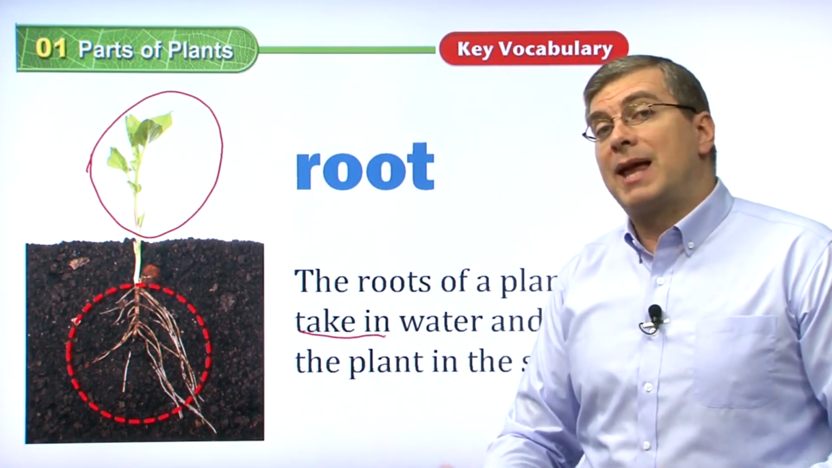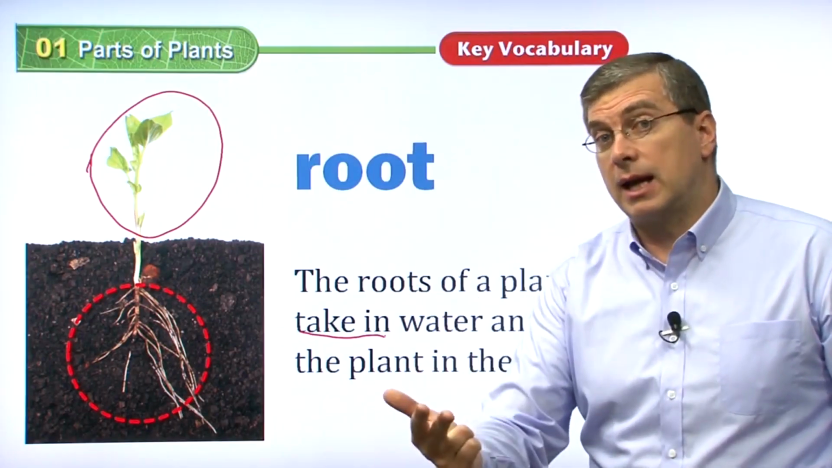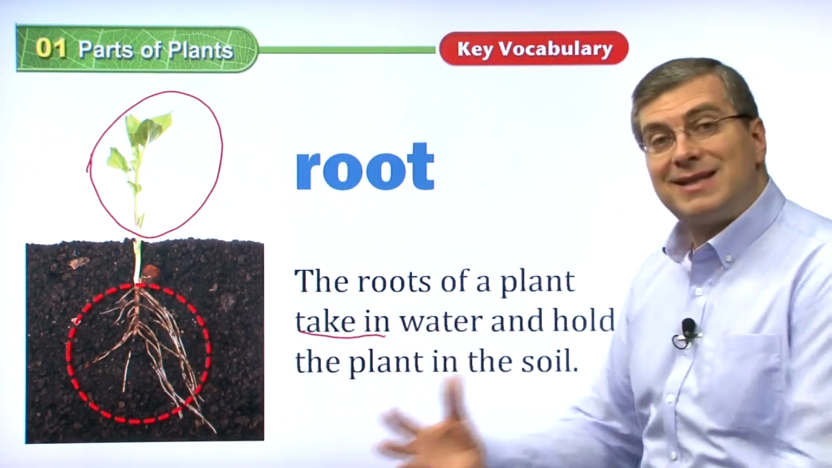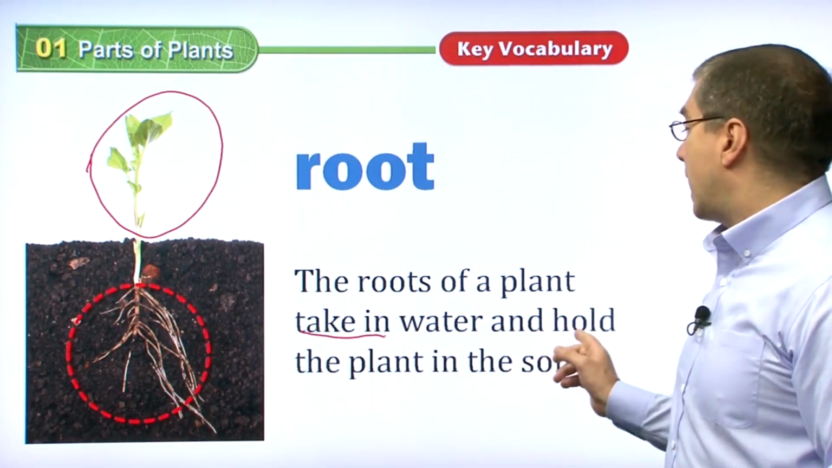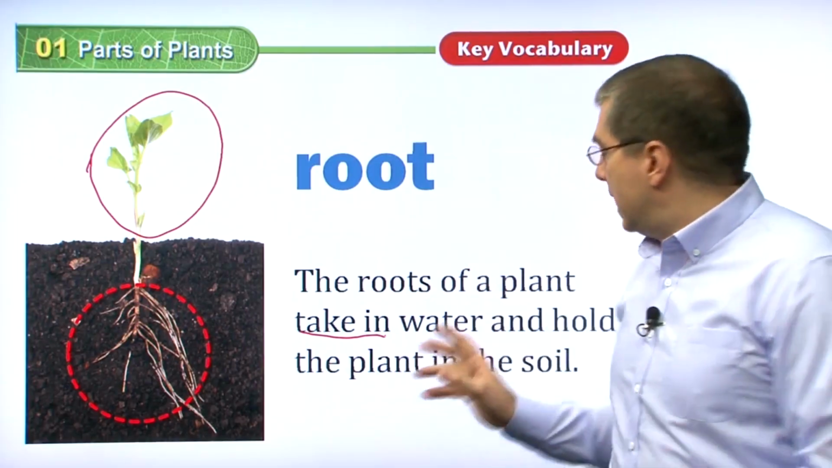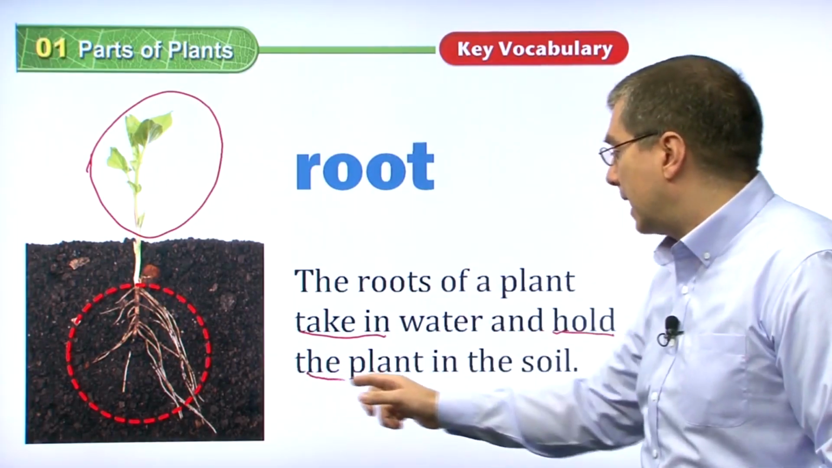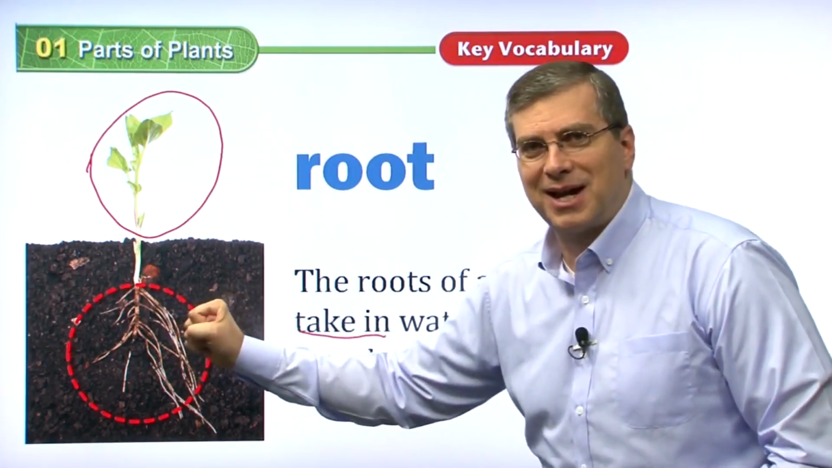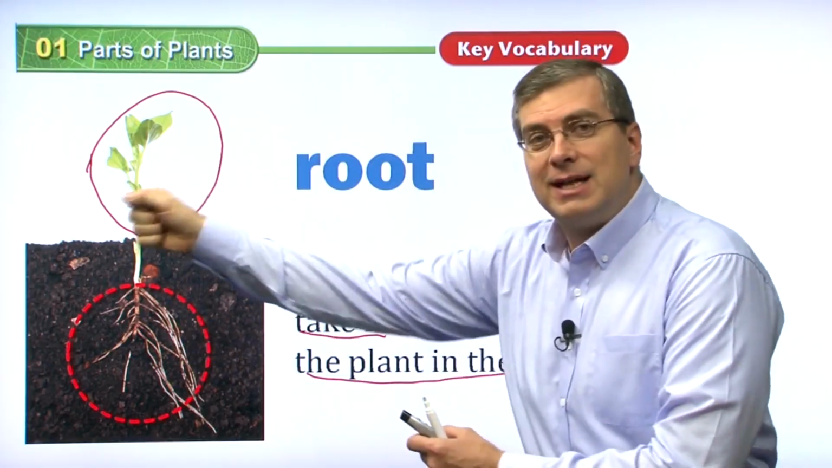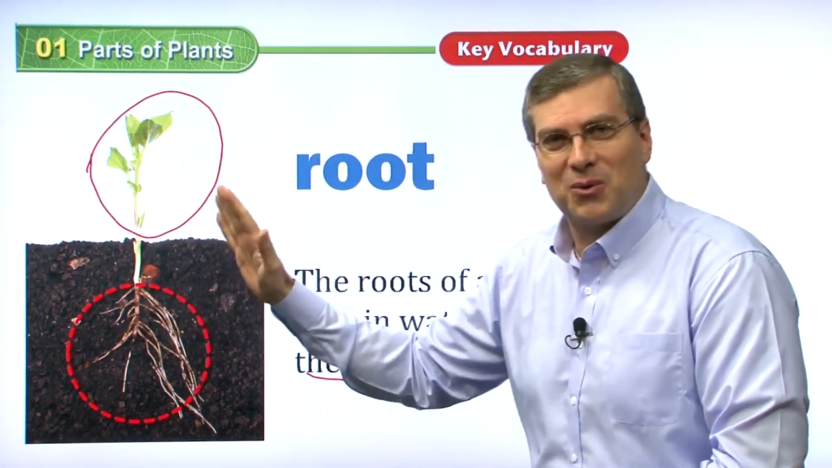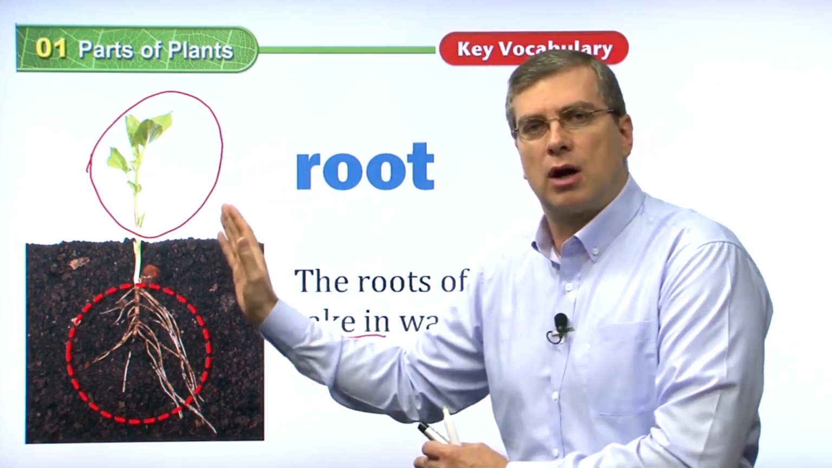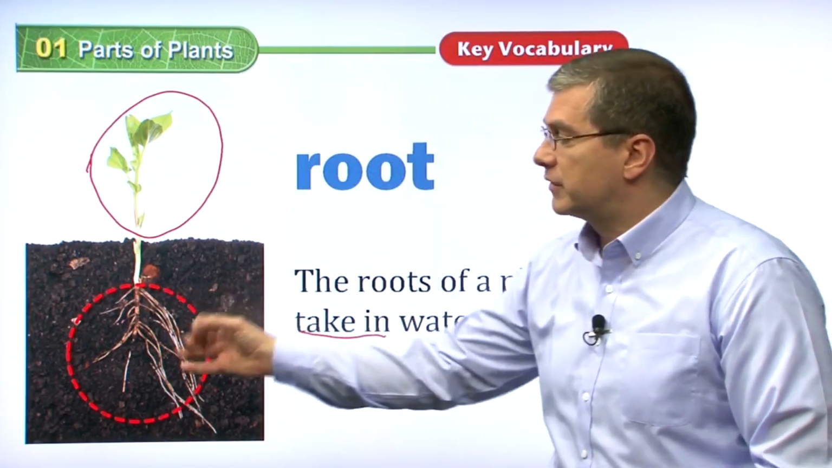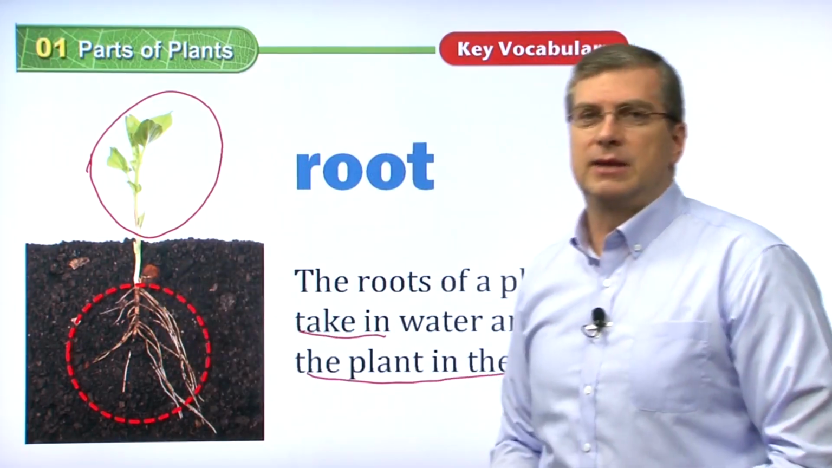Before, we saw that a plant needs air, water, and sunlight to grow. So the roots are the part of the plant that helps the plant take in water. Okay, and also the second thing that the roots do is they hold the plant in the soil. So these roots are like strong legs, right? But in the ground. So the plant does not fall over. If there's a strong wind, it stays sturdy and strong. And for a tree, for example, that's very heavy, that's very important, right? So roots help the plant stay strong in the soil.